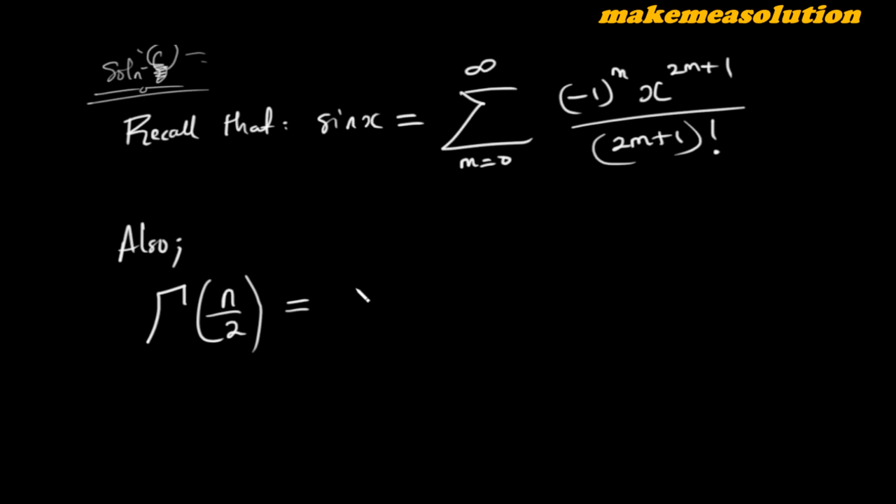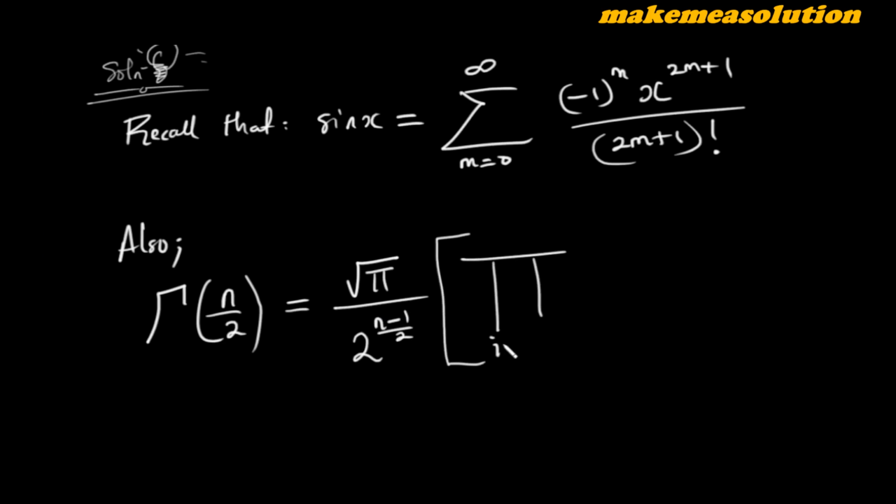So gamma of n over 2 generally is defined as the square root of pi all over 2 raised to the power of n minus 1 over 2, and you have to multiply by the product operator. That's the product of all odd numbers between i equal to 0 and i equal to n minus 3 over 2, and this is 2i plus 1.